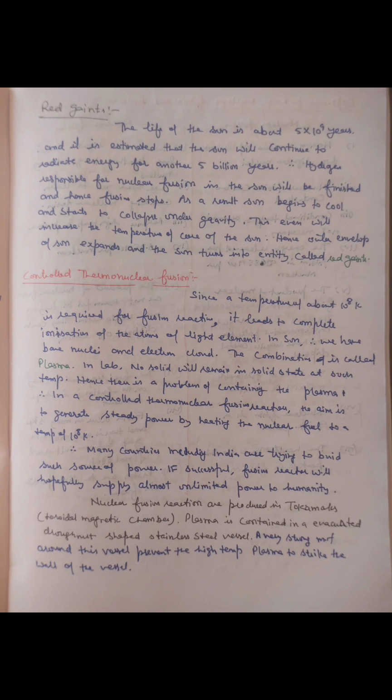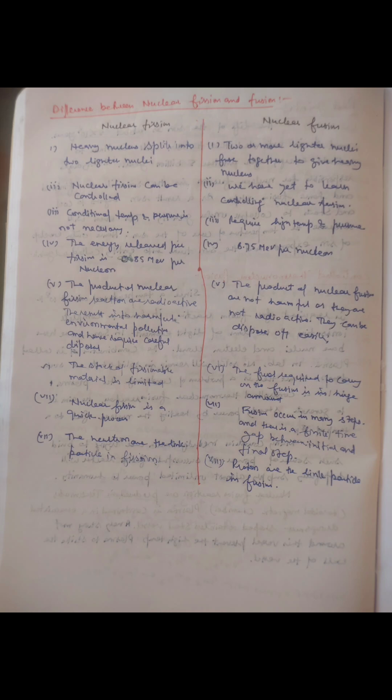Since a temperature of about 10 raised to power 8 Kelvin is required for fusion reaction, it leads to complete ionization of atoms of light elements. In the sun, we have bare nuclei and electron cloud. This combination is called plasma. In a lab, no solid will remain in solid state at such a temperature. Hence, there is a problem of containing the plasma.